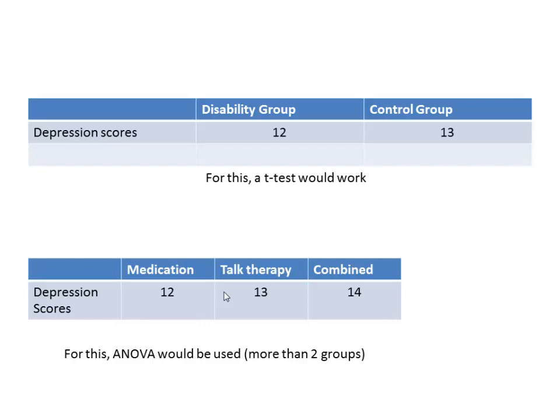So for example, if you were doing a test with two groups and you wanted to compare whether the means of the two groups were statistically significantly different, then you could use a t-test. But if you throw in a third group, for example, if you wanted to find out whether medication or talk therapy or some combination of talk therapy and medication was most effective at alleviating depression, you would have to use analysis of variance.